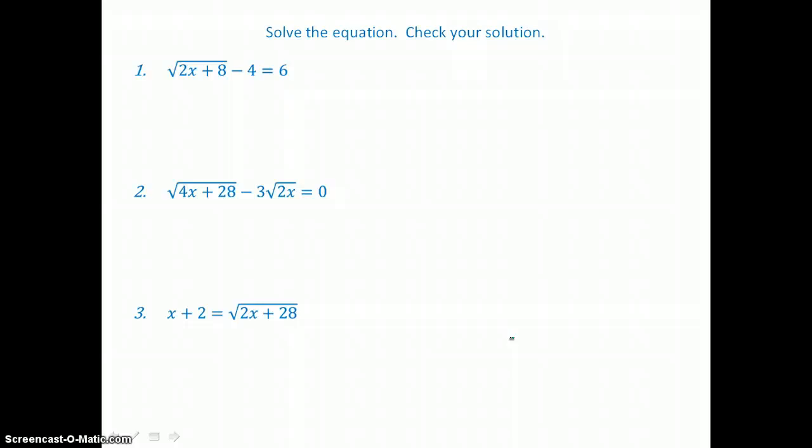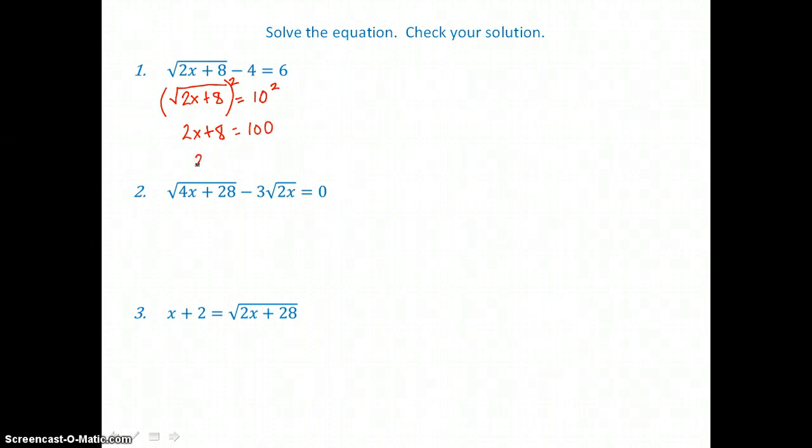Okay, in the first example on this page, we need to isolate our radical. So I'm going to start by adding 4 to both sides of this equation so that I have my radical alone. The square root of 2x plus 8 is equal to 6 plus 4, which is 10. Okay, now to get rid of my radical, once it's alone, I want to raise both sides of this equation to the second power. Since this is a square root, I'll need 2 of them multiplied together to get what's inside. So now I just get 2x plus 8 is equal to 10 squared, which is 100.